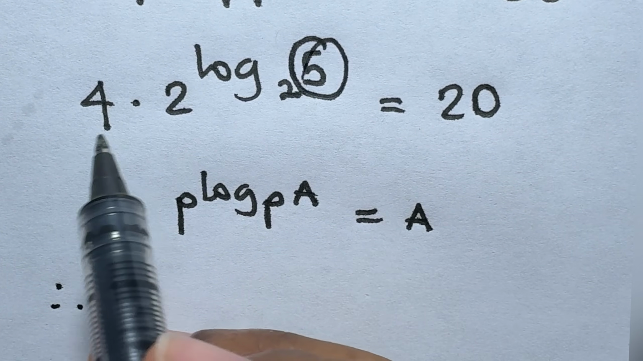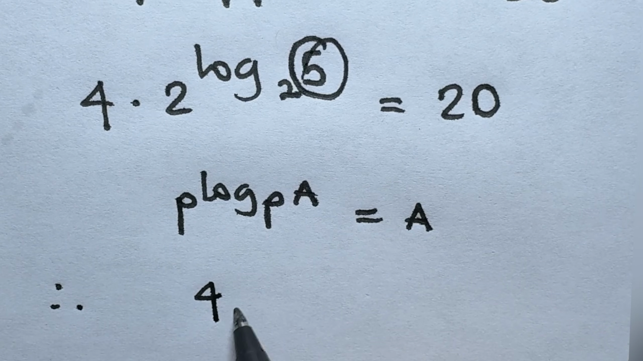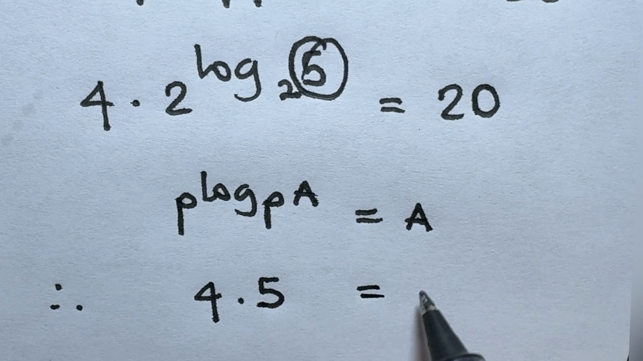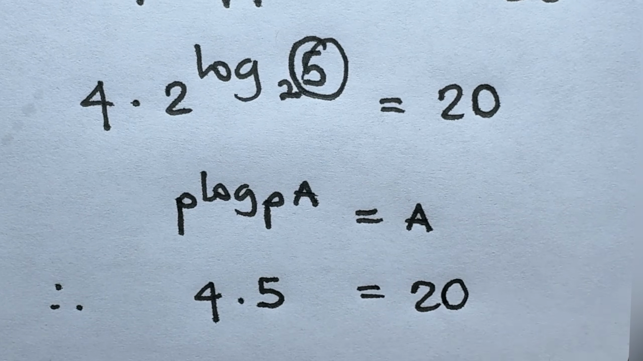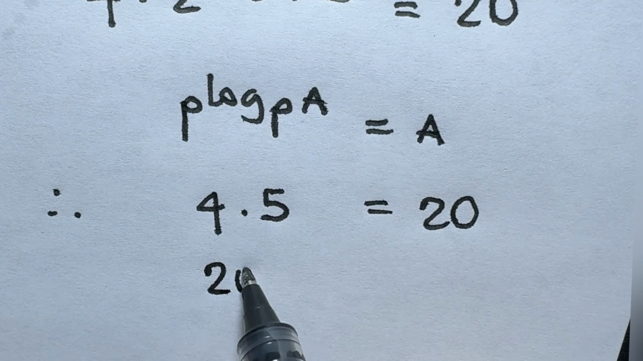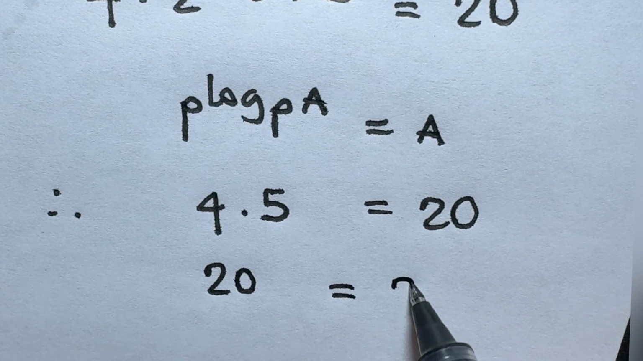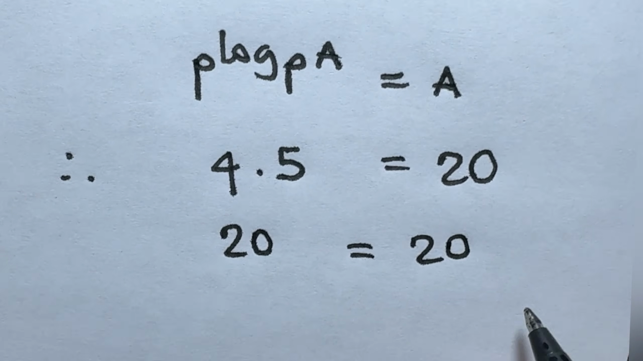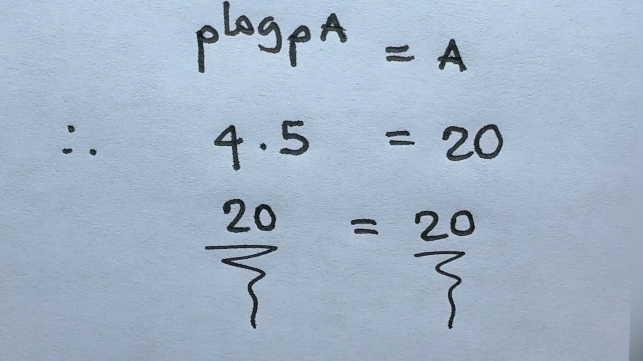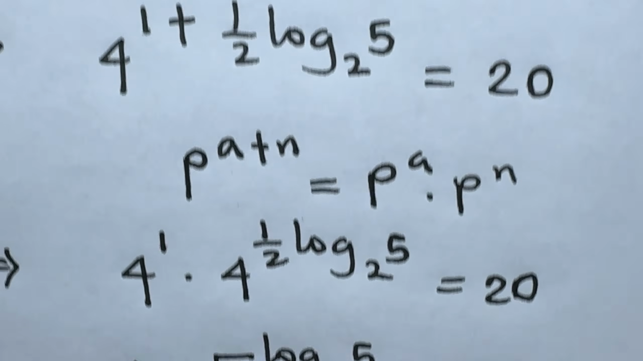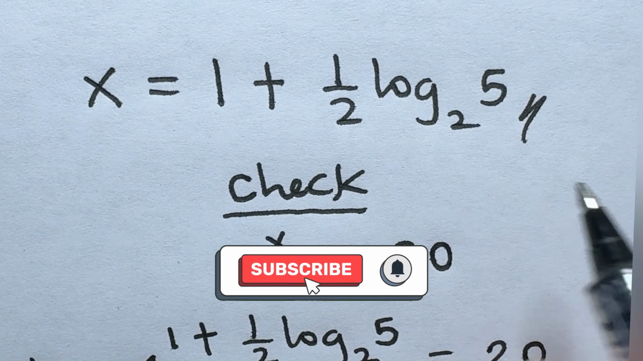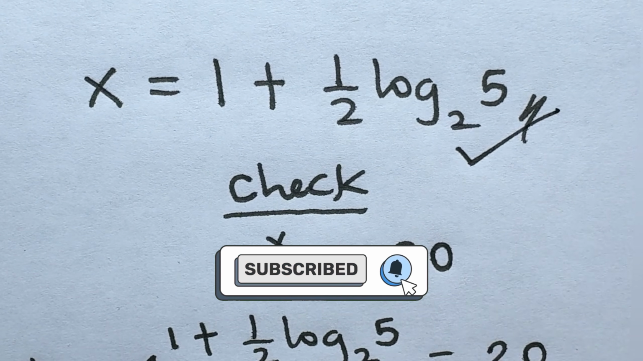Therefore, we now have 4 here times 5 to give us 20. And 4 times 5 is 20. So we have 20 is equal to 20. And since the left-hand side balances the right-hand side, it confirms that this value we got for x is perfectly correct.